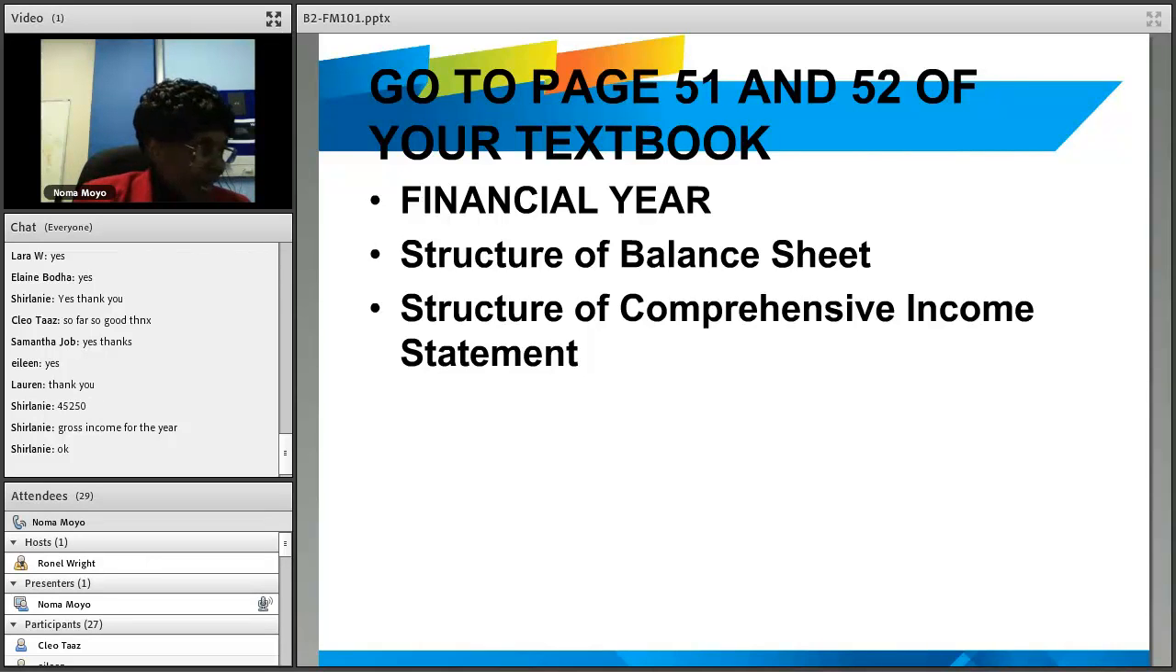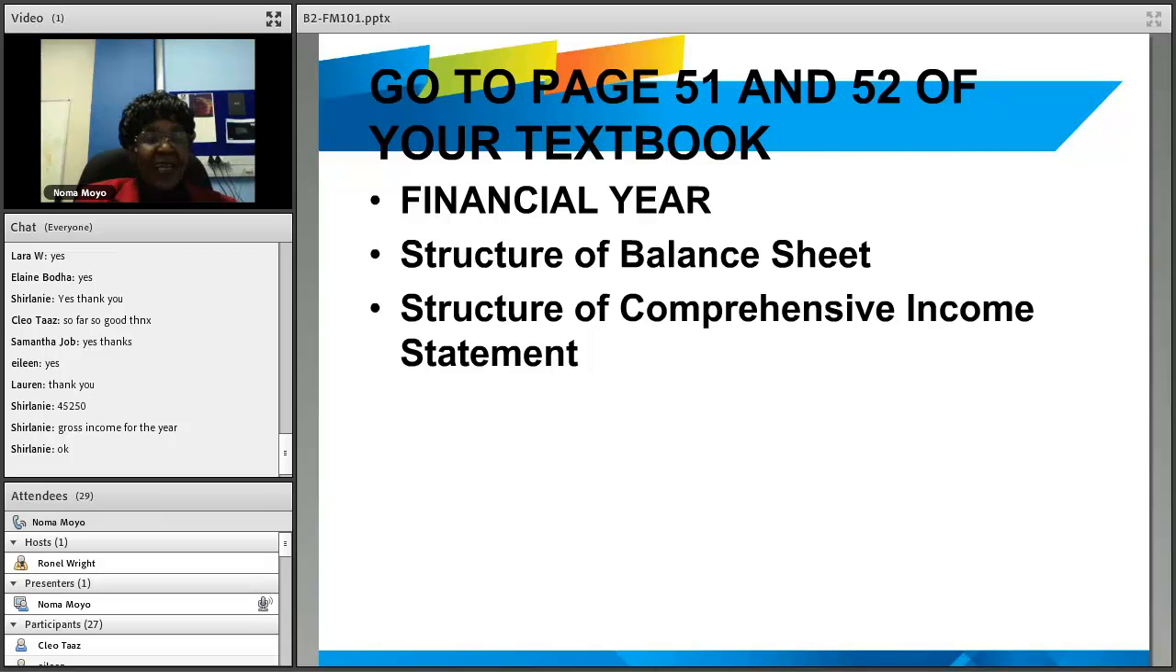Then we add other income. In this case, they have interest income, but we can also have discount received. We can have bad debts recovered. We can have decrease in provision for bad debts or in allowance for credit losses. We are going to look at it if time permits. We can have commission received.